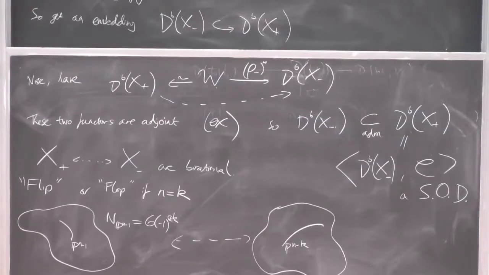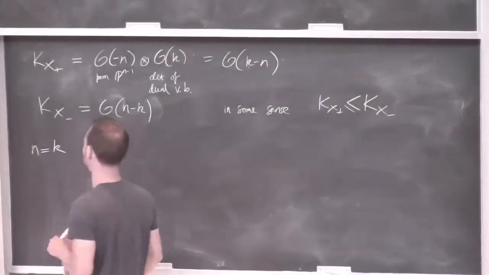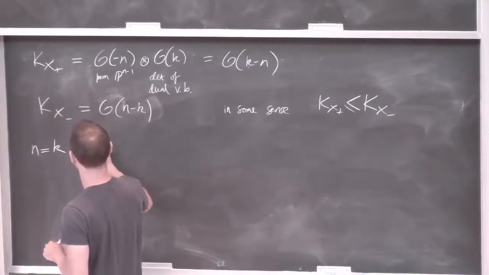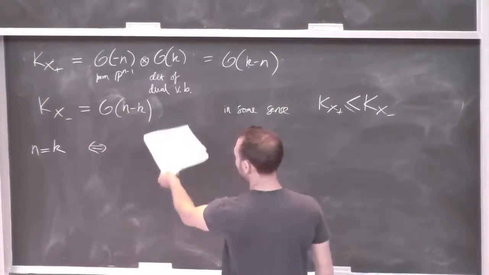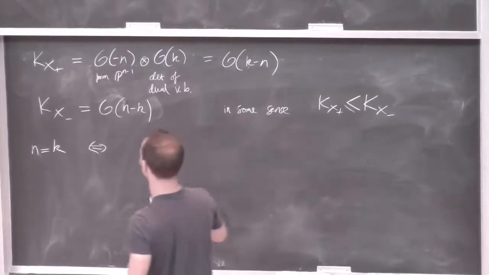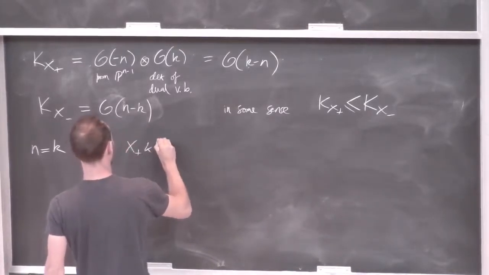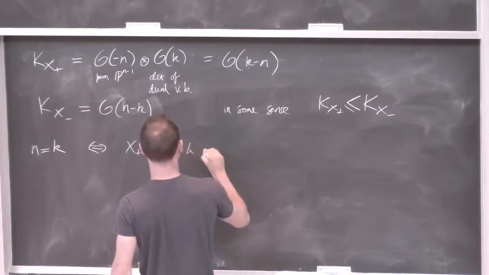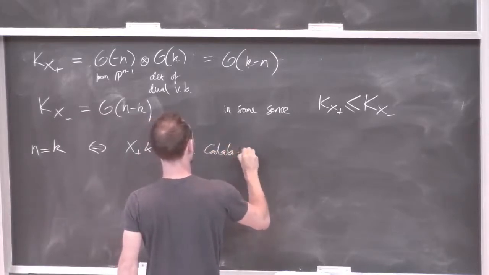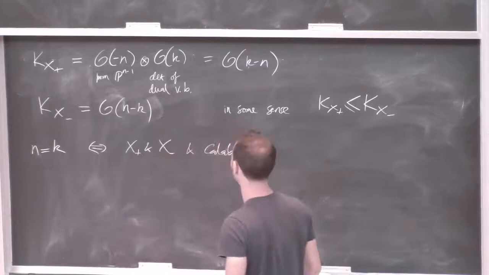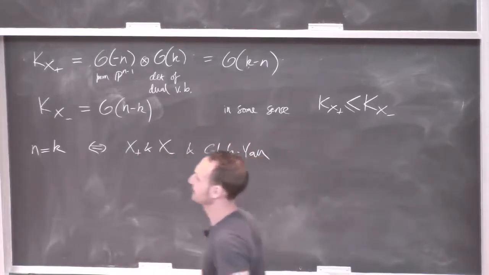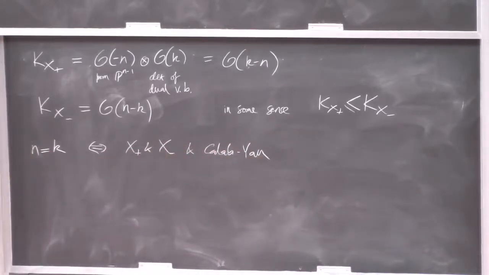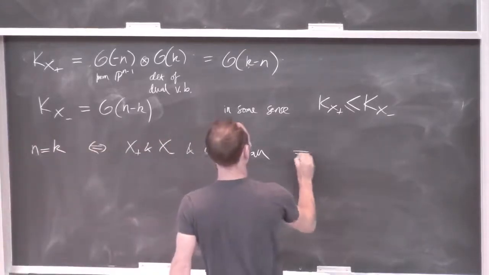There's one special case that's worth pointing out because it involves famous words, which is the case right in the middle when n equals k. That's the case that both of these canonical bundles are trivial, which is what Calabi-Yau means. So X plus and X minus are Calabi-Yau. The canonical bundles are trivial. And that is exactly the case where you get a derived equivalence. Right? When W and W prime are the same thing, and the categories are the same thing.